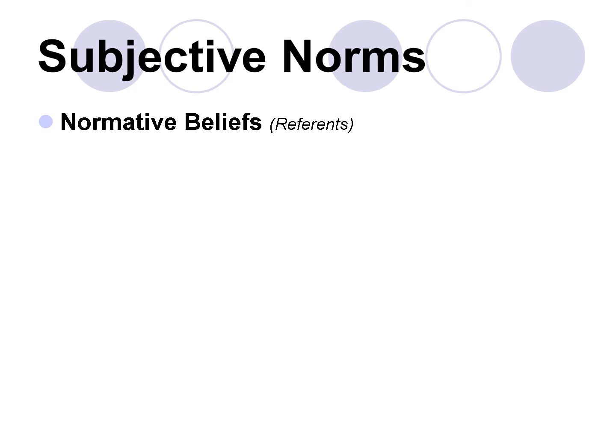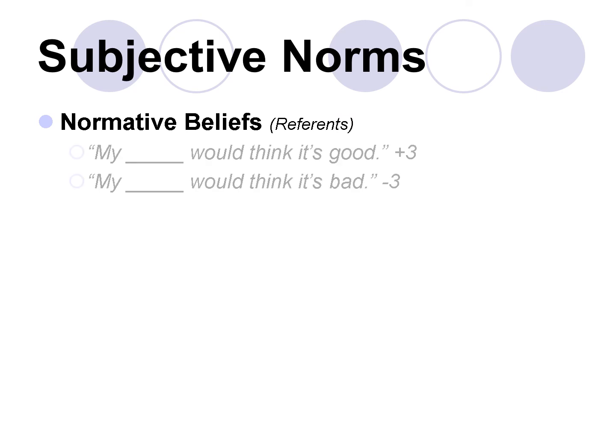And those referents are our peers. They are the people that we respect, the people we look up to. That's who the referents are. So, in any given example, my blank would think it's a good thing to do. My blank would think it's a bad thing to do, right? So I'm going to talk a lot about parents here. So my mom would think it's good, +3. My mom would think it's bad, it's a -3.